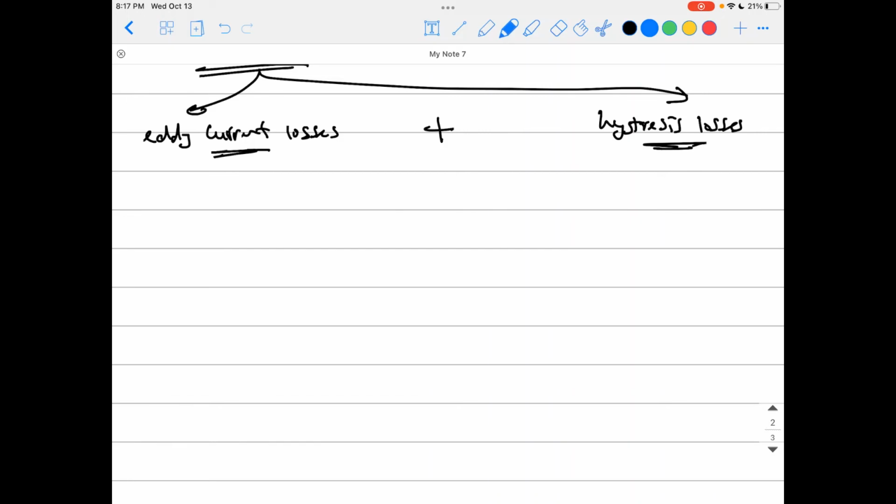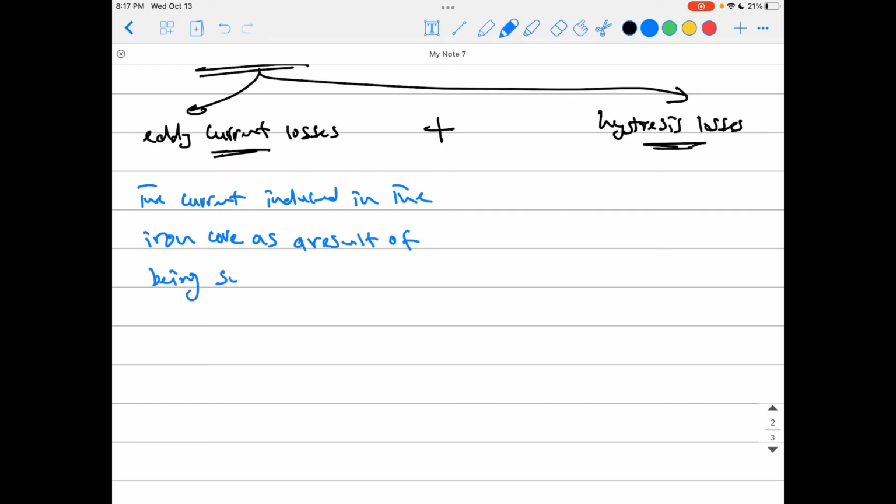So the eddy current losses, what do we mean by it? The eddy current is actually the current induced in the iron core as a result of being subjected to a time varying magnetic field.